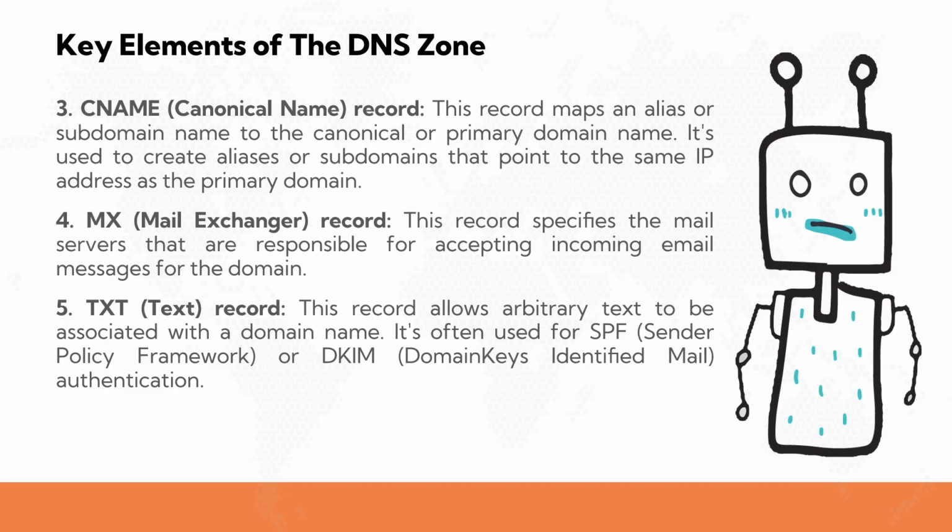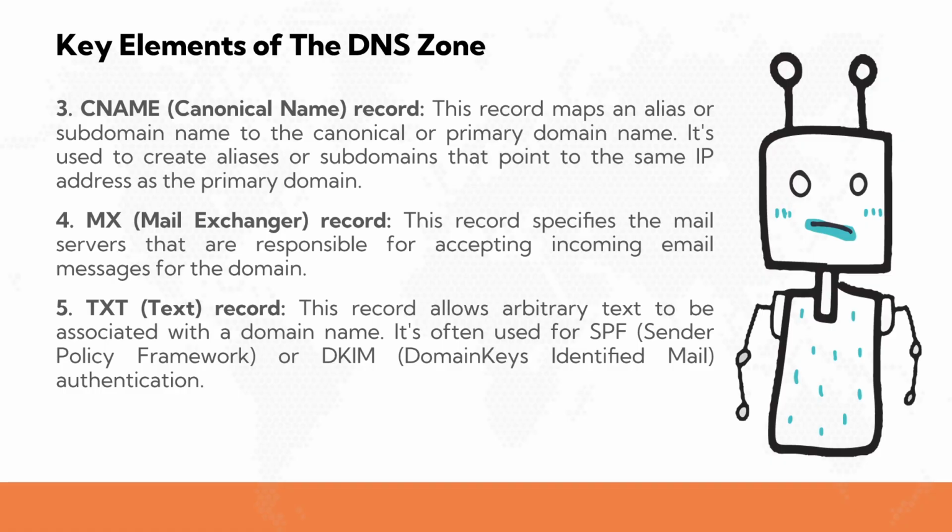We have what we call an MX record, or a mail exchanger record, which specifies the mail servers that are responsible for accepting incoming email messages for the domain. For example, if my emails are hosted on Google, Google will give me what we call MX records. Right now, they're just providing one. I can't remember exactly. This will tell your browser or whichever application wants to connect to your emails that the emails for this domain are hosted on Google.